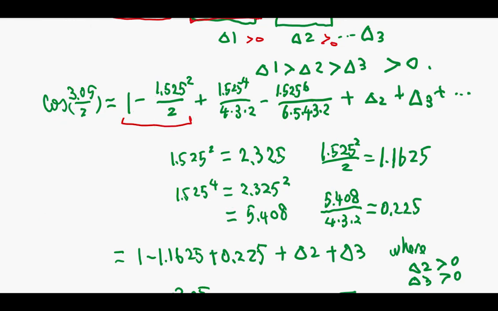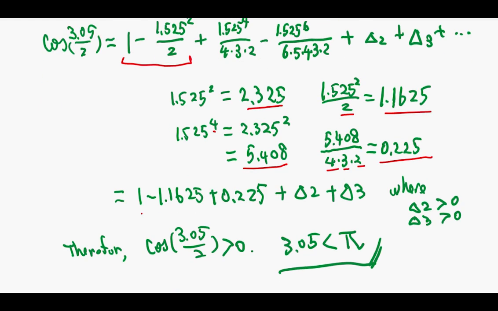Without a calculator, it takes a little bit of time to calculate. For example, 1.525 times 2 is 3.05, and 3.05 squared is 9.3025. For the fourth power, you simply square this one, then you get this, and divide by the coefficient. Using these numbers, you calculate the first part, 1 minus x squared over 2, which is going to be negative 0.16, and it turns into positive when you add delta 1. From here on, it's always positive.